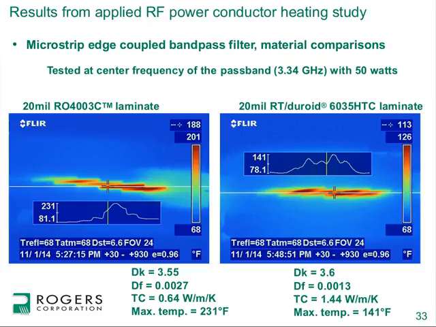And there's also some of the properties shown here below the thermal pictures. So the 4003C and the 6035 HTC have similar dielectric constant, but outside of that, they don't have similar dissipation factor, where the 6035 HTC is much lower loss, and the 6035 HTC definitely has a lot higher thermal conductivity, even though the 0.64 watt per meter K for thermal conductivity of 4003, that's considered very good, and this material is used in a lot of high-power applications.